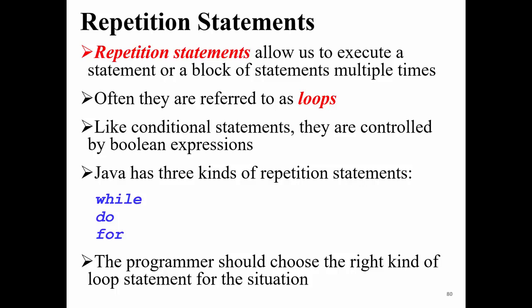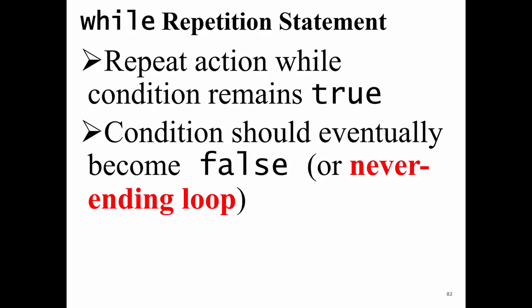Repetition statements: we have repetition statements like while, do while, and for loops. So the first one is the while loop. You repeat an action while the condition is true. Otherwise, you're not going to go inside the loop. You're not going to execute anything. You're not going to repeat anything if the condition of the while loop is false.